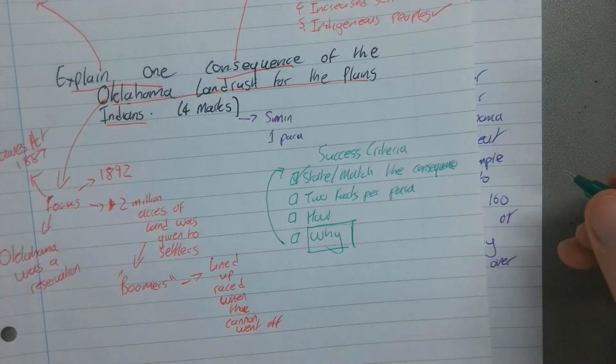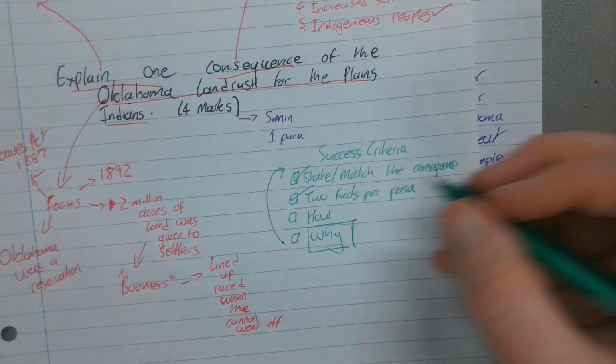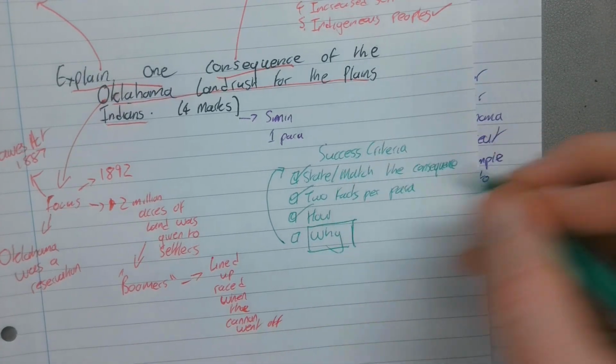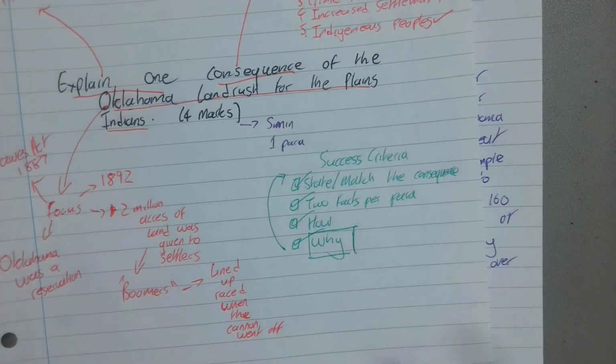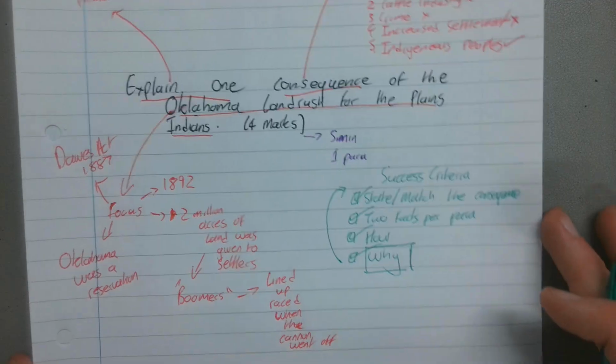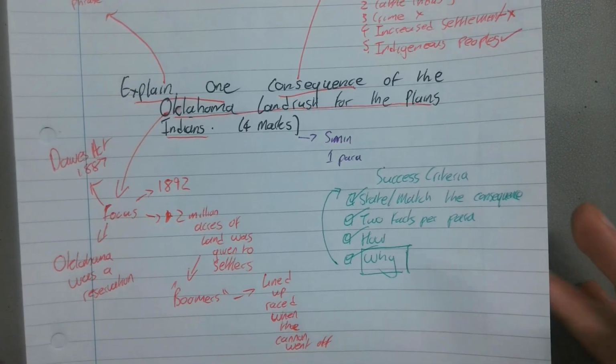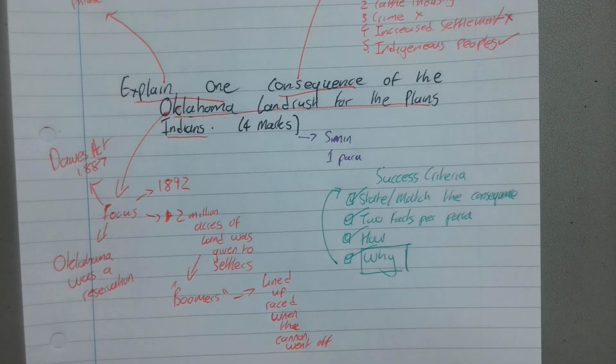Have I stated and matched it? Yep. 2 facts a paragraph? Absolutely. Have I said how? Absolutely. Have I said why? Absolutely. Dead easy question. If you want to spend time now reading through your own and annotating where you have stated and matched the consequence, added in 2 facts per paragraph, explained how and explained why.